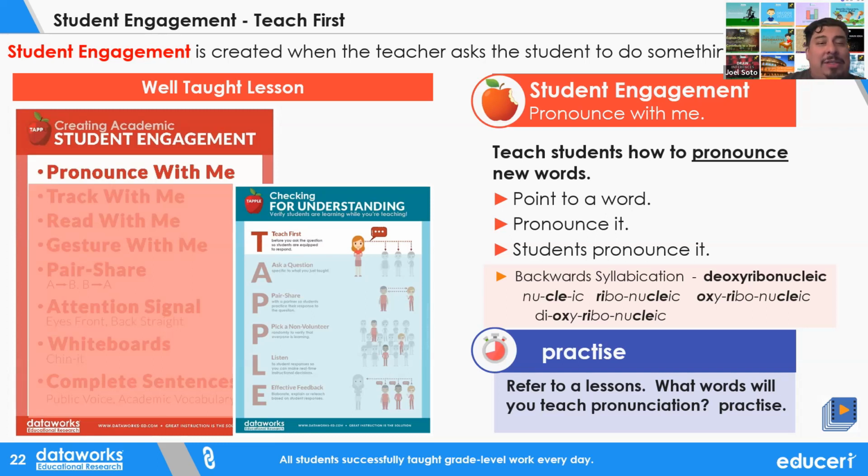Now, John, my question to you, when I see pronounce with me, what are your thoughts or your ideas for students who are of mixed backgrounds? Sometimes we have ELs, sometimes we have high socioeconomic. What do you like to do when you support them?